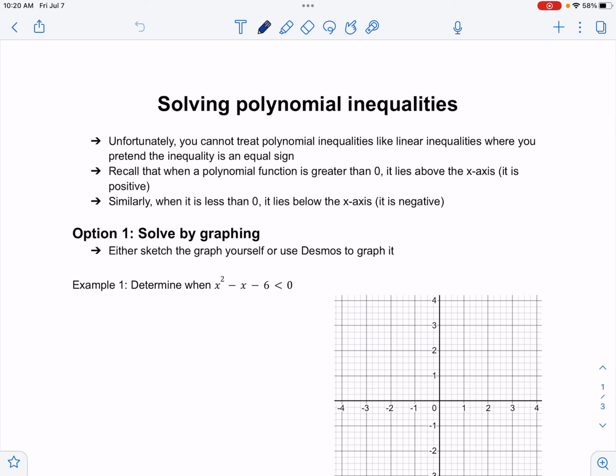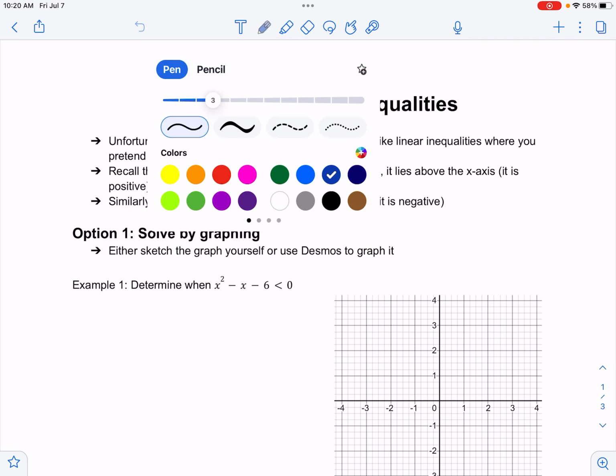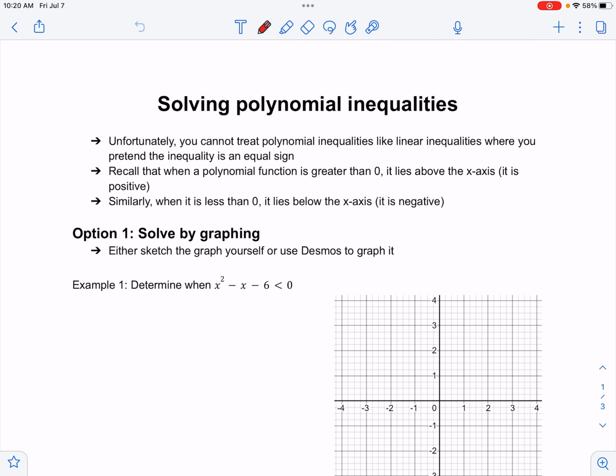Now that you've warmed up with solving linear inequalities, let's move to polynomial inequalities. Unfortunately, you cannot treat polynomial inequalities like linear inequalities, where we pretend the inequality is an equal sign. That's just not how they work. The reason we started with linear inequalities was to refresh your brain on what an inequality means and what that looks like, and now we're going to move into the polynomial stuff.